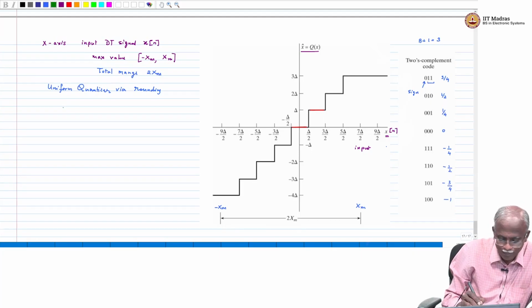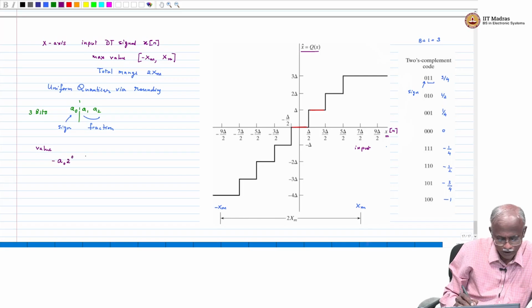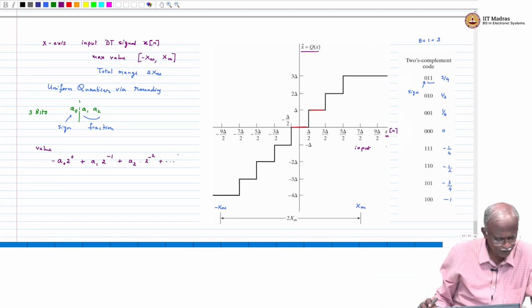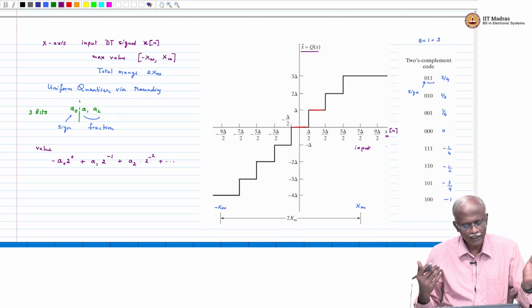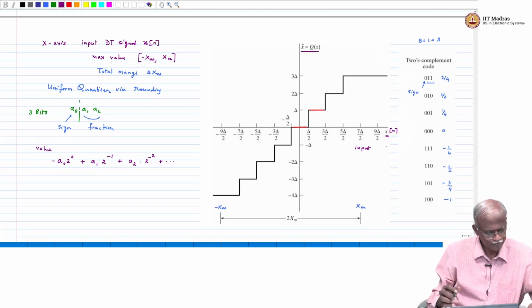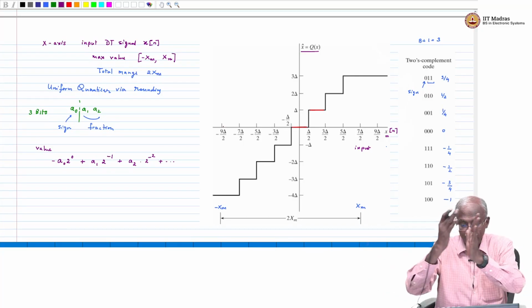So if you write down the B bit representation as A0, A1, A2, these are the 3 bits. 2's complement says A0 is for the sign, and the rest is the fractional part. Let me remind you that in 2's complement, you obtain the value of this number in the following manner: minus A0 times 2 power 0 plus A1 times 2 power minus 1 plus A2 times 2 power minus 2, and if you have more bits, it will go on further from here. This is how we will get the representation of the signal. Now, I have used delta by 2 as a step size.